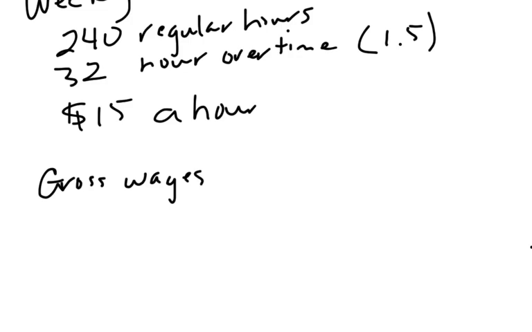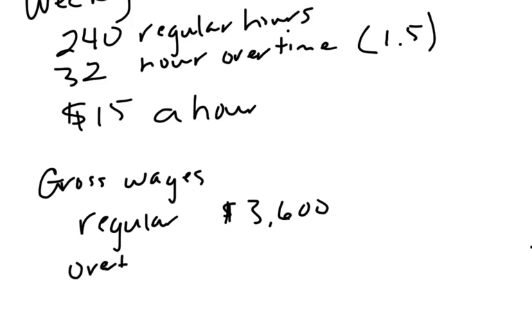So the regular hours, we had 240 of those at $15 a piece. That comes to $3,600. Then we had some overtime hours. We had 32 of those, and we pay time and a half. Well, time and a half would mean our regular is 15, so time and a half would be $22.50 per hour. So that's going to be a total of $720.